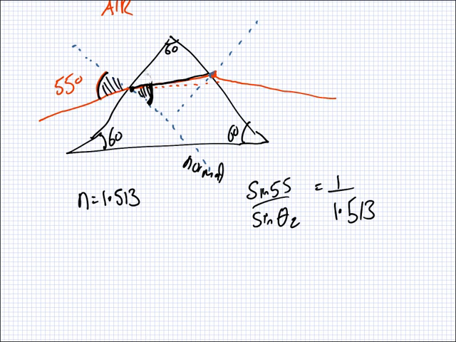Question, Siva? You're looking a bit confused. Are you sure? Is that okay? Like this? Yeah? So let's see. Theta 2 would be sine inverse of 1.513 sine 55, I guess. Bring that up. So what does that work out as?